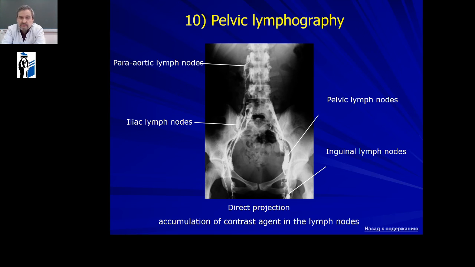The next sample is also contrast method using iodine containing fat soluble contrast agents, and we can see para-aortic lymph nodes, iliac lymph nodes, pelvic lymph nodes, inguinal lymph nodes, accumulation of contrast agents in the lymph nodes.